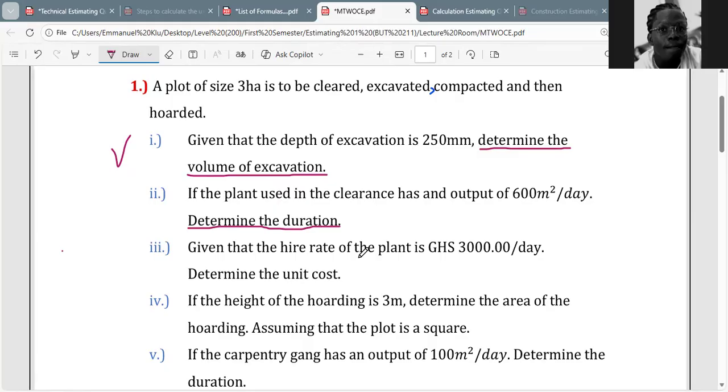It means that it's not human beings that are going to be doing the excavation, but they're going to use equipment, machinery, or plants to do the excavation. So that plant has an output. The whole day it can clear a total area of 6,000 meters squared a day. So let's determine the duration.